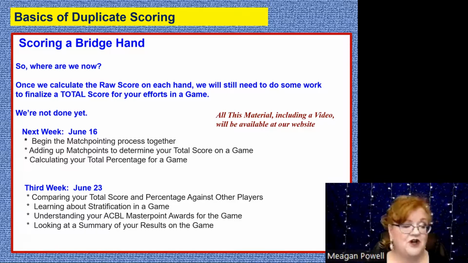So next week, we're going to talk about that, and we're going to take board 4 into that conversation. We're going to do something called match pointing, and we're going to talk about how to calculate your total score at the end of a game and how to calculate your percentage of how well you did. And then in our 3rd week, we're going to take that even further. We're going to talk about something called stratification. We're going to talk about how you earn Master Point awards from the ACBL. We're going to talk about how you compare against other players at the end of a game.